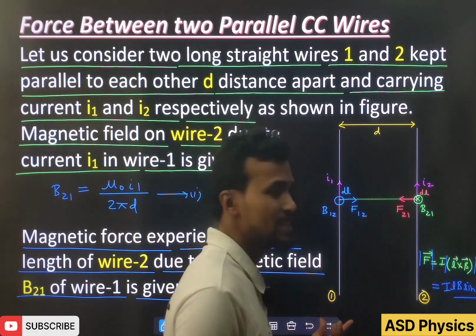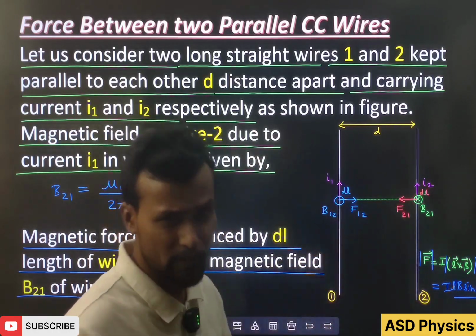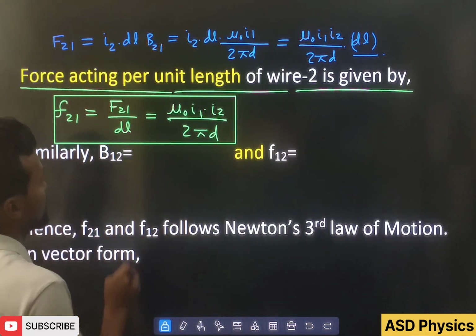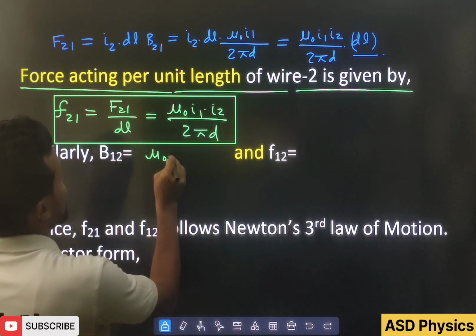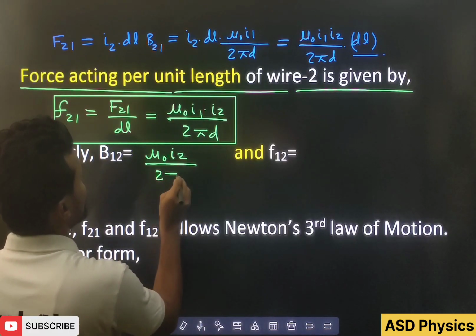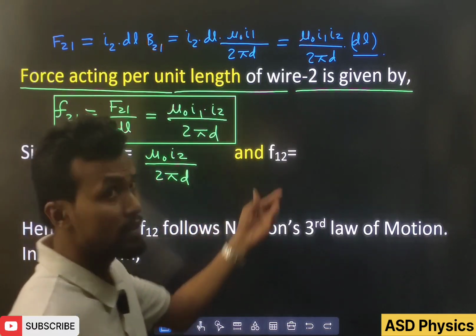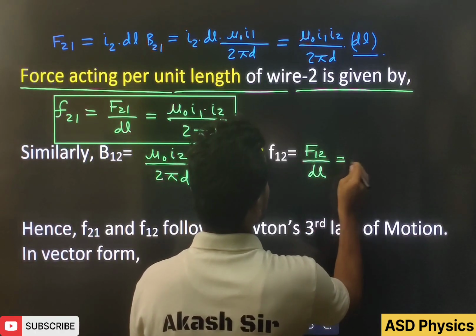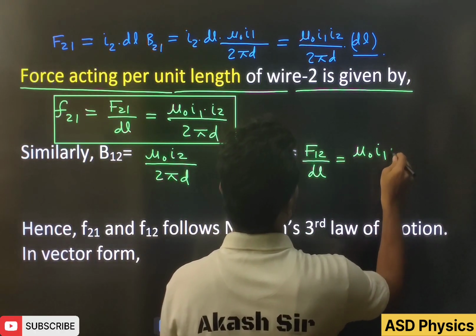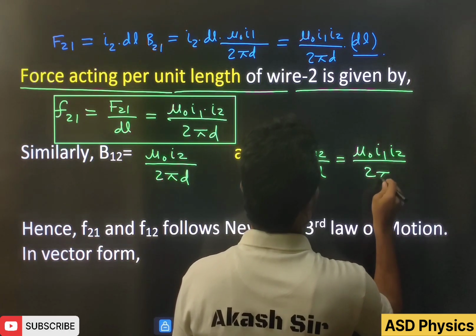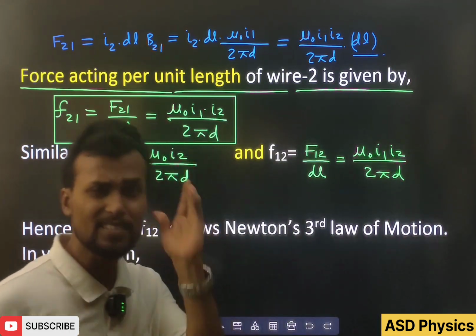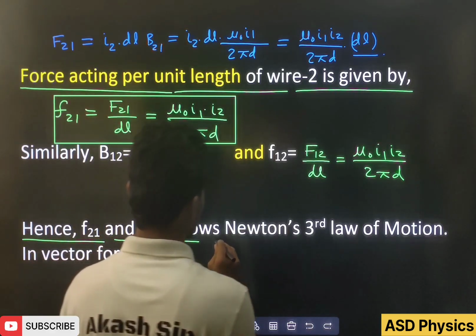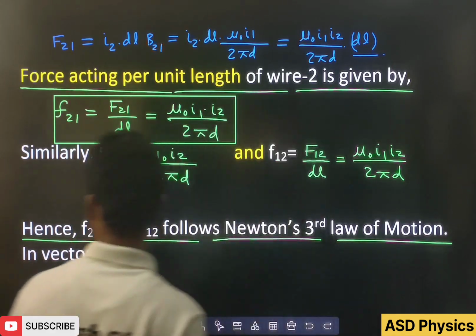On wire 2 I have done it. Similarly, on wire 1 I will write B12 and F12 directly. So what will B12 be? That means the magnetic field on wire 1 due to wire 2. I can write mu naught I2 by 2 pi d, and when you calculate this F12 by dl and simplify, again it will come the same, mu naught I1 I2 by 2 pi d.